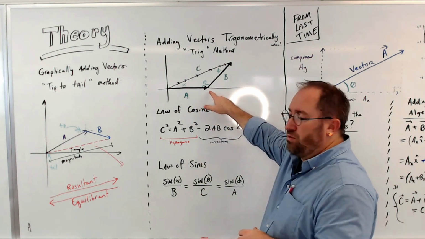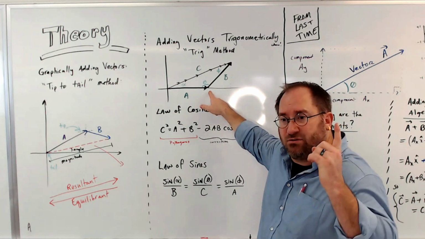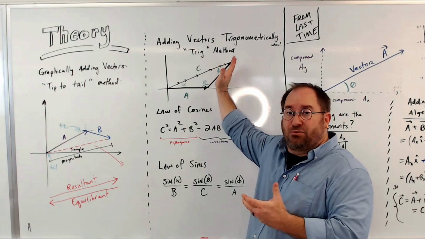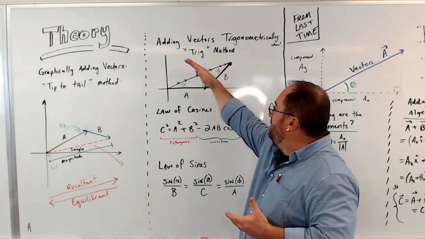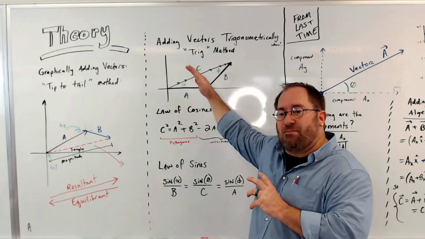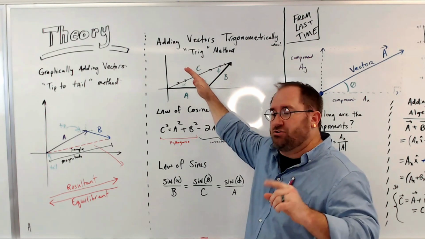A is going along the horizontal x-axis. That's the first vector that we know. Your second vector may be pointing this way, making this an obtuse triangle. It may be pointing this way to make it an acute triangle. Either way, this mathematical method does work, and here's why.